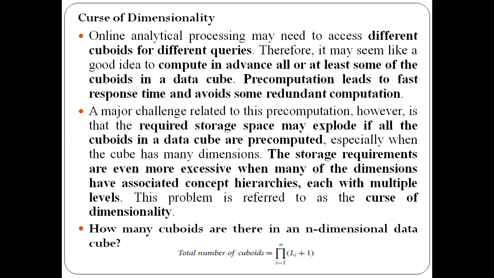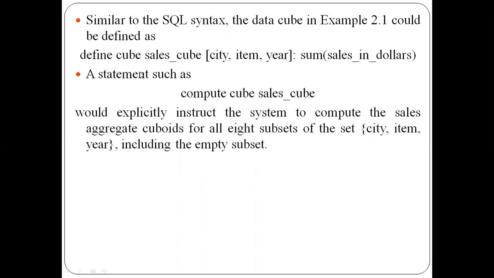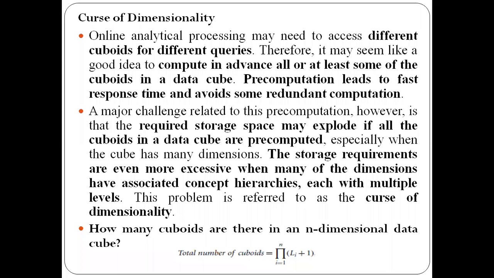See here, suppose you don't have any concept hierarchy, then the total number of cuboids will be 2 raised to n. For example, in the previous example, we have 3 dimensions, so the total number of cuboids will be 2 raised to 3. If you have 4 dimensions, the total number of cuboids will be 2 raised to 4. With 5 dimensions, it will be 2 raised to 5. In general, if you have n dimensions, the total number of cuboids will be 2 raised to n if you don't have any concept hierarchy in each of the dimensions.